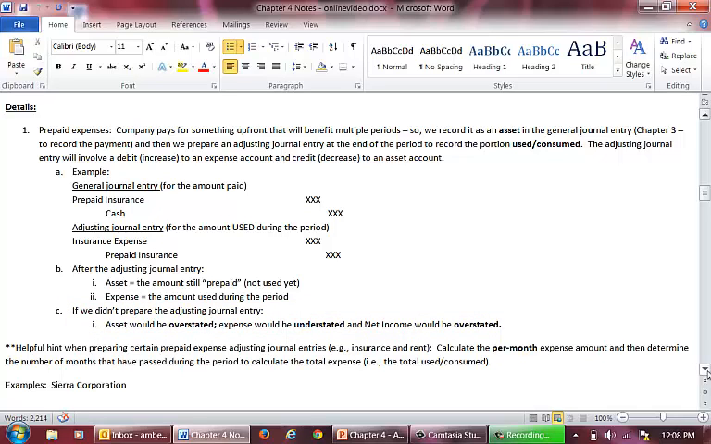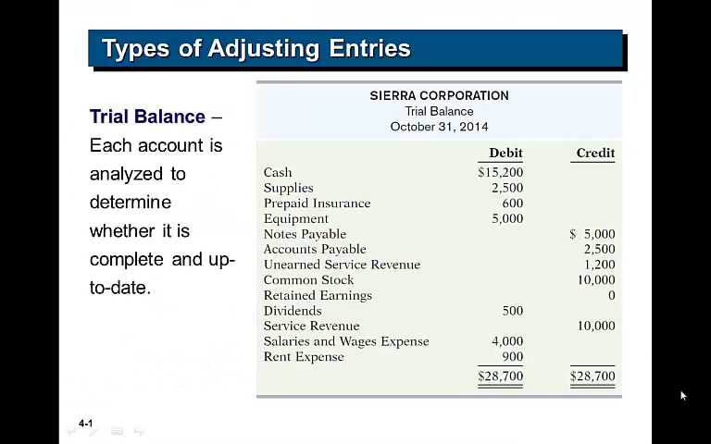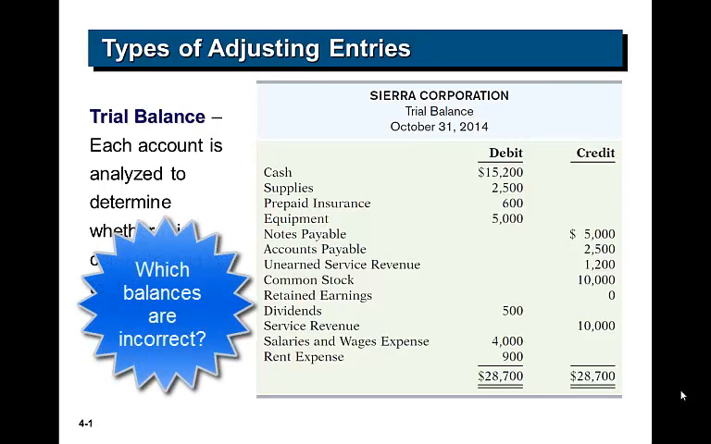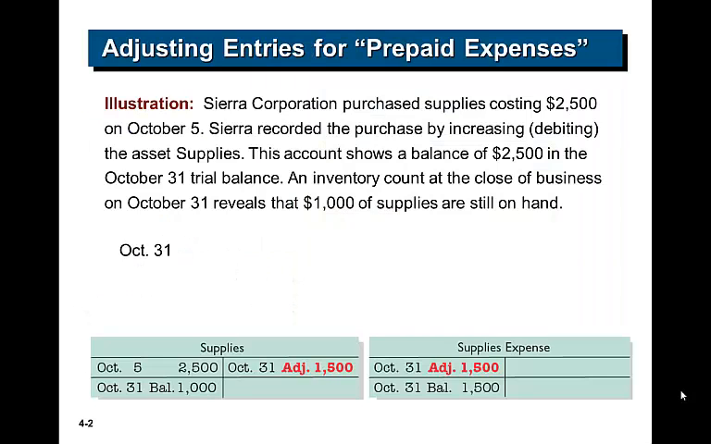Now let's continue our example with Sierra Corporation. This is the trial balance for Sierra Corporation, which is where we left off in Chapter 3. We must now look through the trial balance to see which account balances are incorrect. Let's first look at supplies. Remember from Chapter 3 that Sierra purchased supplies costing $2,500 on October the 5th.